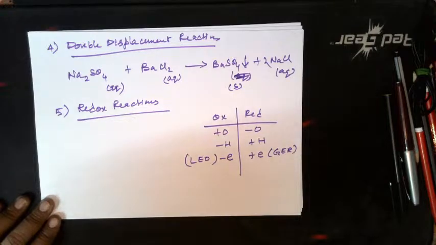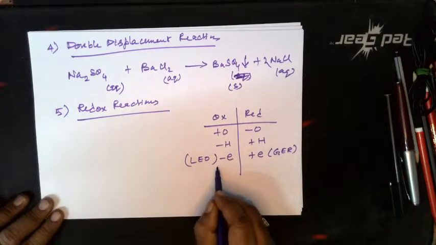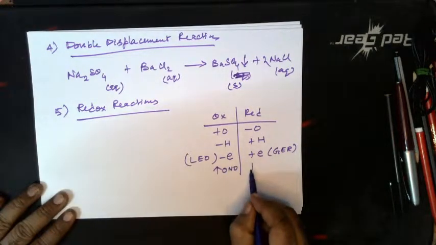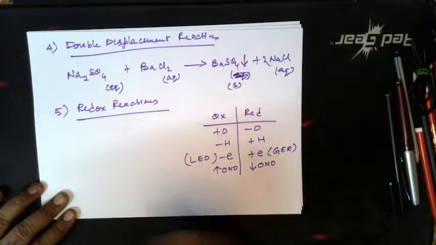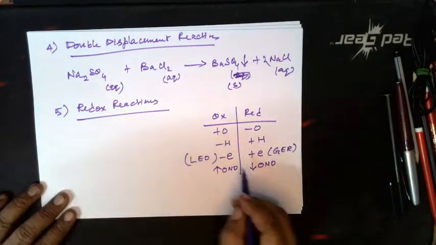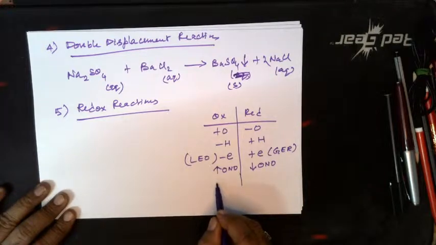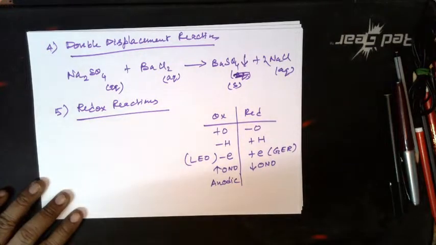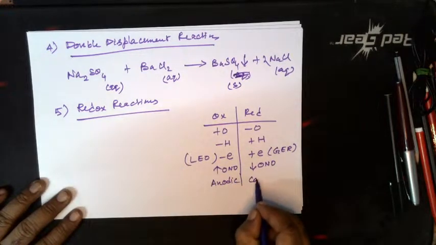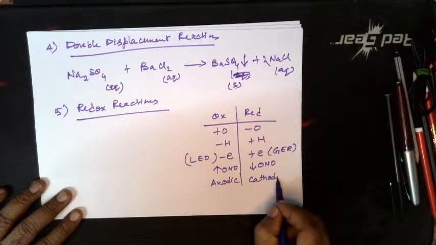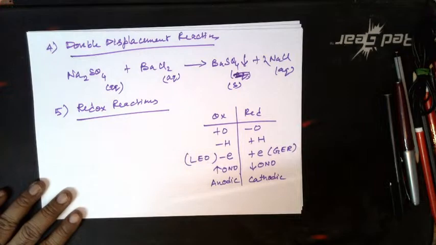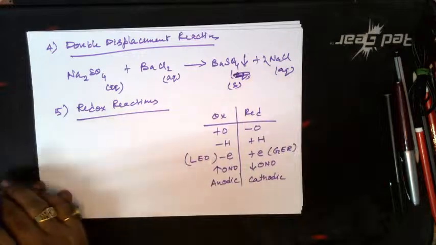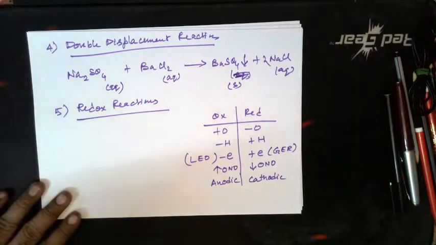So LEO GER. Then increase of oxidation number is oxidation. Decrease of oxidation number is reduction. And oxidation is the reaction that takes place at anode. Therefore, it can be called anodic reaction. And this is cathodic reaction. Which one? Reduction. So likewise, we have 5 types of definitions for oxidation and reduction. So you have to remember this, right?